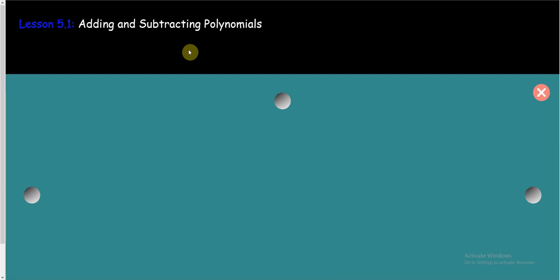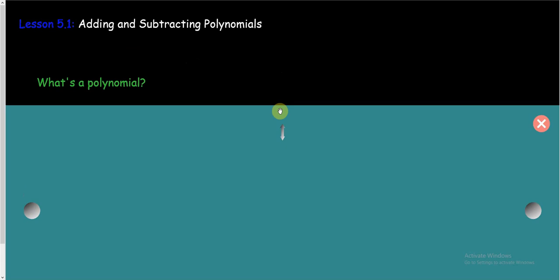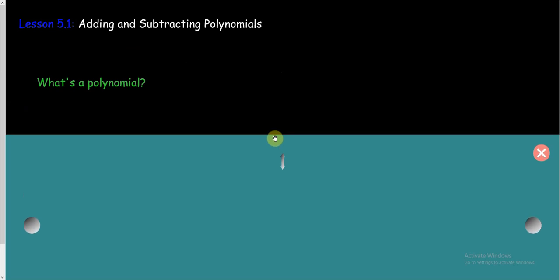So we're starting chapter 5 now, and in chapter 5 this whole thing is going to be built around doing things with polynomials, okay? And the first step of this chapter is just to add and subtract polynomials, which seems pretty simple, but the first question you might have is, well, what the heck is a polynomial?